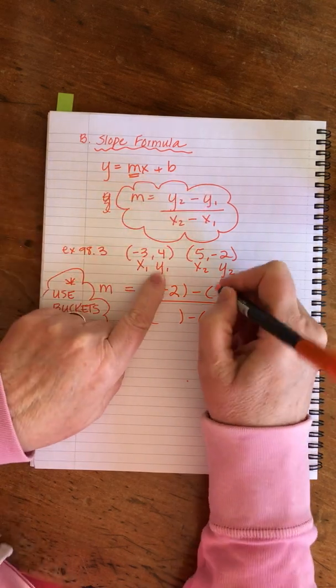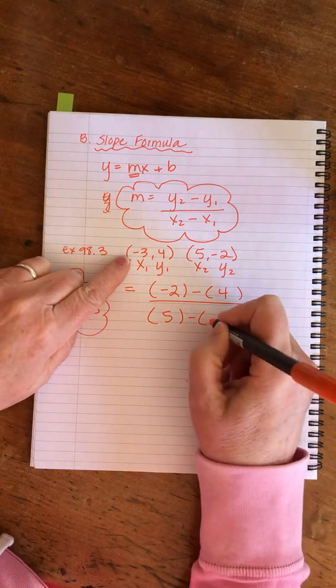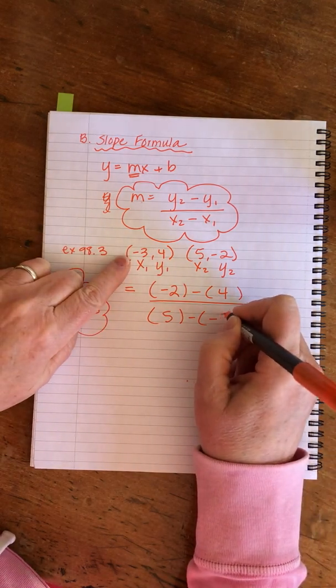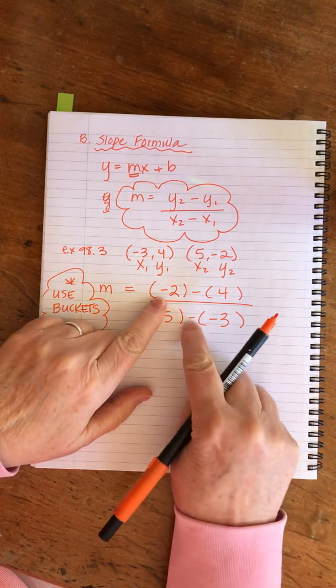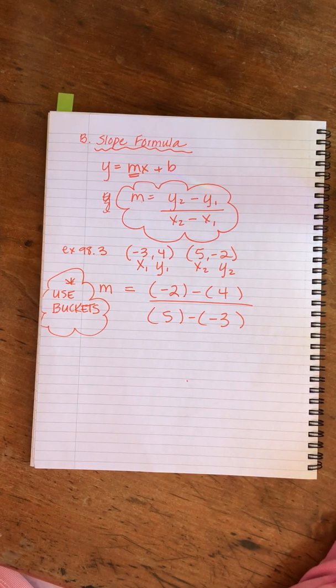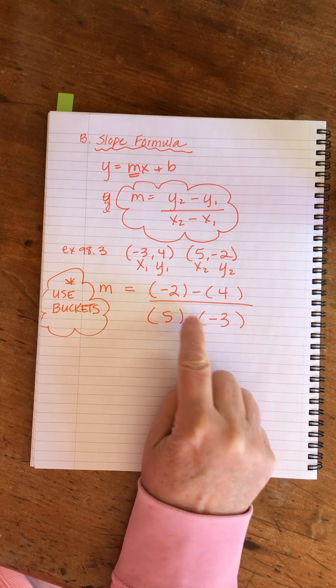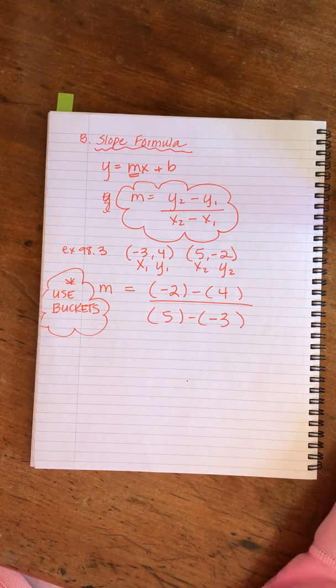Y1 goes here. Y1 is 4. X2 goes here. And X1 goes there. Okay? See how I carefully filled them in? Look at how there are minus signs in the formula and minus signs in our values. That is a recipe for disaster. And that's exactly what happened with this student. They didn't do buckets and they ended up with only one minus sign down here, and that ruined their answer.